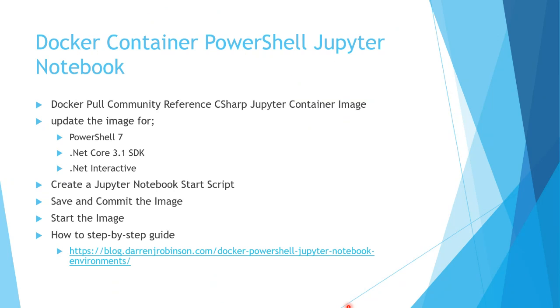The second option is to build a containerized environment where we can take a Jupyter Docker reference image, using a community version of a Jupyter environment for .NET, and then we can tailor it to enable us to have an environment which meets the prerequisites that allow us to then use PowerShell there. So again, what we do is we take a reference community image. I've been using the C# one. I've been updating it for PowerShell 7, .NET Core, .NET Interactive, creating a startup script for Jupyter Notebook, saving, committing the image, and we're up and running.